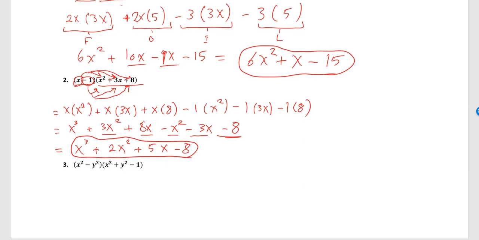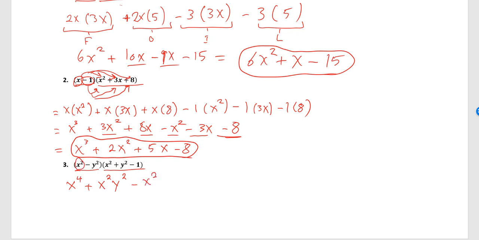Okay, next exercise. Again, we have a binomial multiplying a trinomial. X squared minus y squared times x squared plus y squared minus 1. Again, same process. X squared times x squared is x to the 4th. And then x squared times y squared is plus just x squared y squared, right? Because the bases are different. We're not going to combine the powers. They have to stay like this. And then x squared times minus 1 is minus x squared.